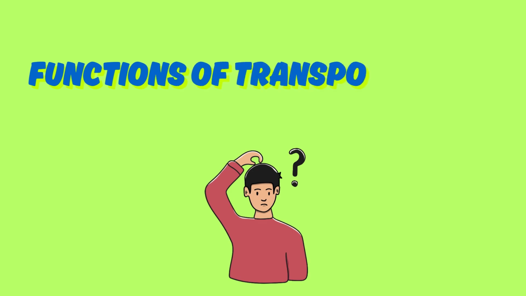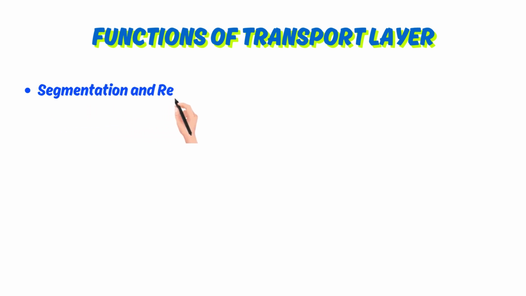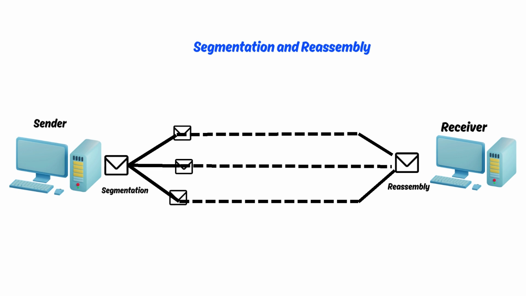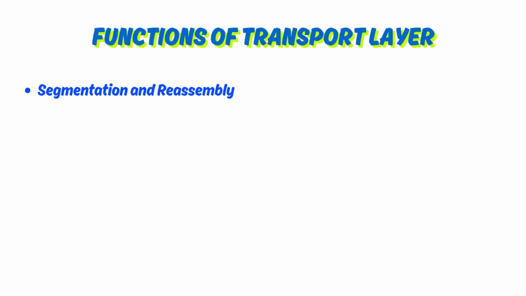In this segment, we are going to talk about the functions of the transport layer. The transport layer of the OSI model is responsible for segmentation and reassembly. It breaks large messages into smaller segments at the sender side, and these segments are forwarded to the next layer of the OSI model for transmission. These segments are reassembled at the receiver side. Comparing it to the real life example, it is like sending a big book in multiple envelopes and reassembling them at the destination.